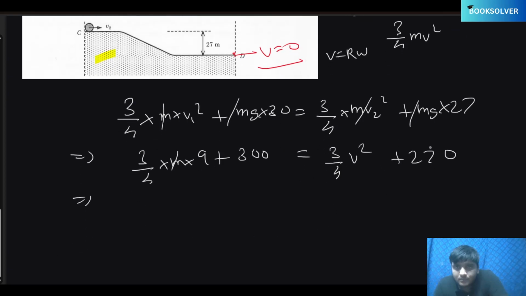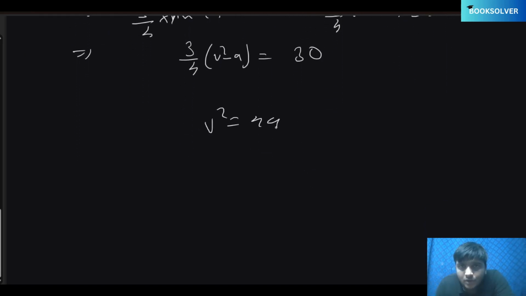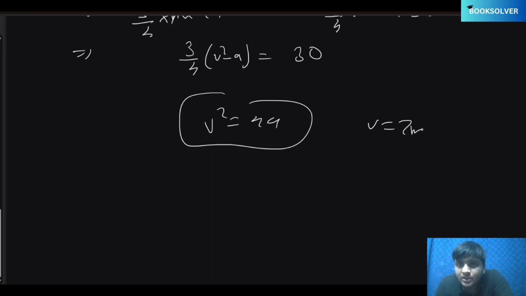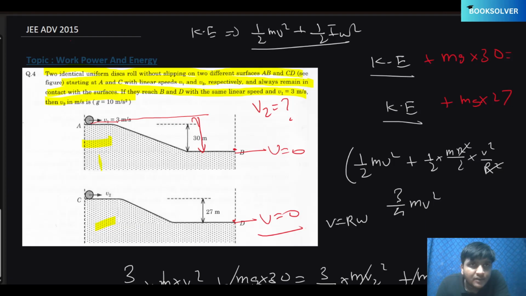Doing the calculations, it is better to write it in another manner: 3 by 4 into (v square minus 9) should be equal to 30. And 4 times 30 is 120, divided by 3 gives 40. So v square is equal to 49, which means v is equal to 7 meter per second. So initially our second ball has a velocity of 7 meter per second, and this is our final answer. Thank you everyone.